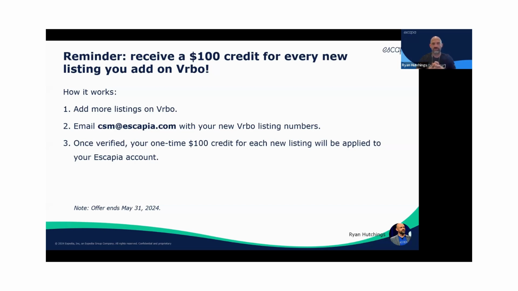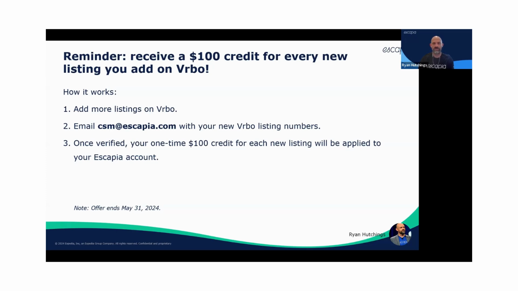So until May 31st, we're actually offering a credit. This is a benefit of being part of the broader Expedia Group ecosystem: you get a $100 per listing credit to your bill on Escapia for every one that you add. That's on a per listing basis.